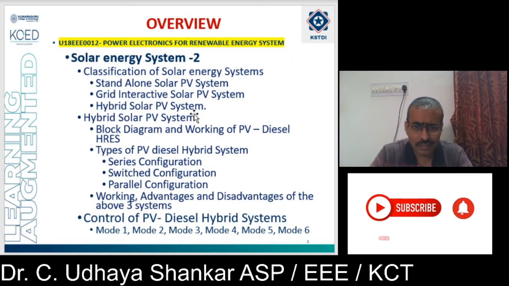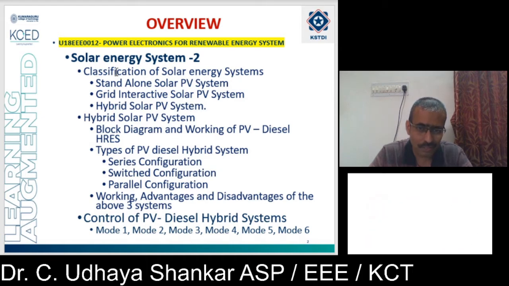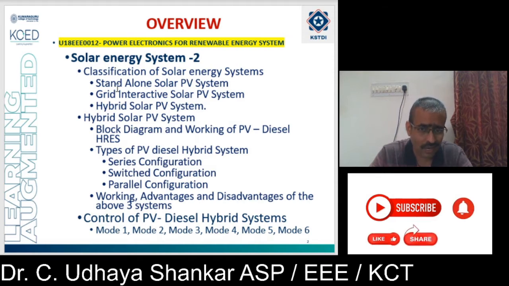In this session, first we will be discussing the classification of solar energy systems. As you all know, solar energy systems are widely used, and they are classified into three categories. The first is the standalone solar PV system, the second is the grid interactive solar PV system, and the third is the hybrid solar PV system. The hybrid solar PV system is the most widely researched nowadays as it is more economical and highly reliable. So this is the most important for remote locations.